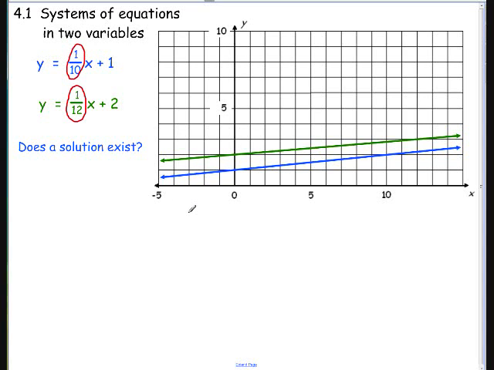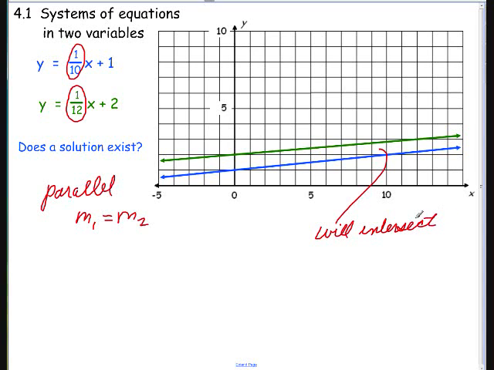From this view, it almost looks like these are parallel, but we know that parallel lines have identical slopes. It's supposed to be an equals. These slopes are not identical, and actually if we drew this out far enough, we'd find these lines will intersect. These are intersecting lines because they have different slopes.